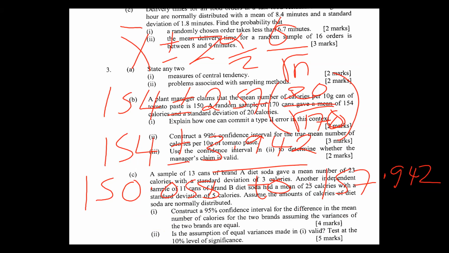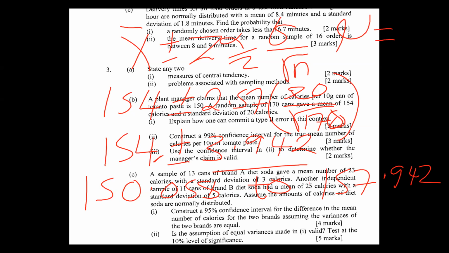So now, question number 3 is related to this one. It says, use the confidence interval to determine whether the manager's claim is valid. In short, can you test the hypothesis using the confidence interval? Now listen carefully. You test the validity of the statement using the confidence interval. You just check if the hypothesized value mu falls within this interval.